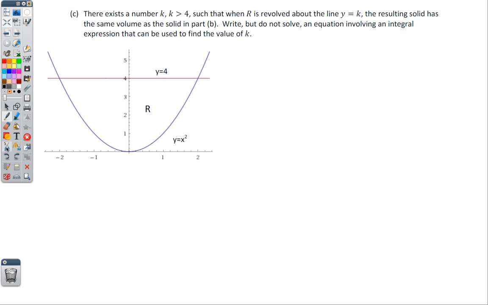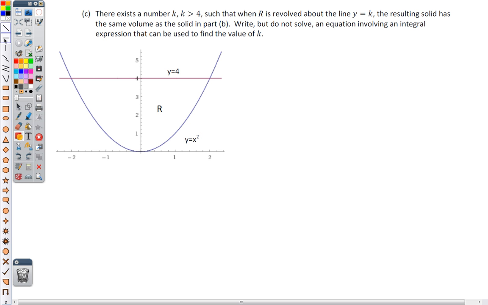Part C. There exists a number k where k is greater than 4 such that when r is revolved about the line y equals k, and I'm going to stop there for a second. So we see that we have a line y equals k. I'm going to draw in that line right now. So y equals k is a line, and k is greater than 4. If it's y equals, that means it's a horizontal line, right? The y-axis is this way, and the tick marks go this way. I don't know exactly where it is, but I do know it's somewhere up here. I know it's not down here or below the axis. I know it's above 4, so it's up here somewhere.